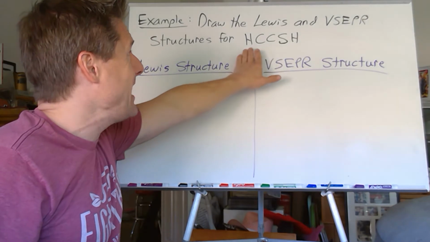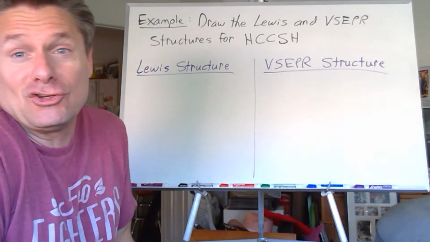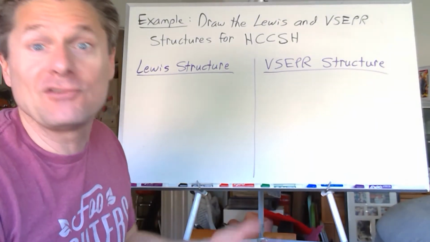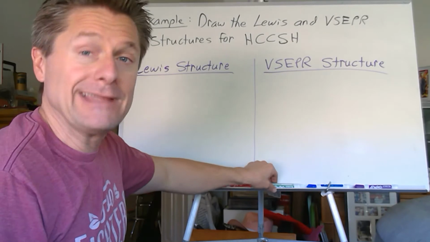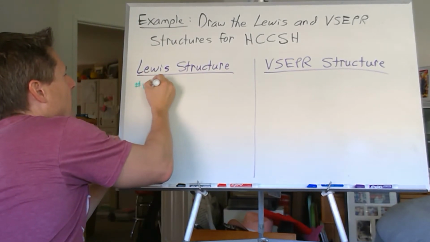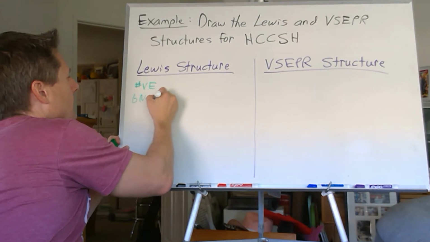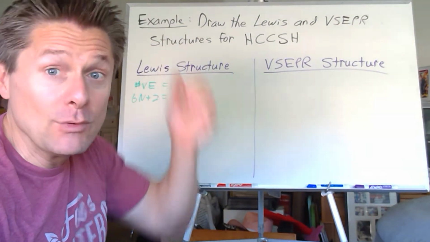Let's do this one here. HCCSH. Looks simple. Once you do enough of these, you're like, well, there's carbon again, there's sulfur again, and, you know, likes its particular things. So let's go through and calculate. So let's do the number of valence electrons. So pause it if you can. Try to do the whole thing and see if you get what I get.